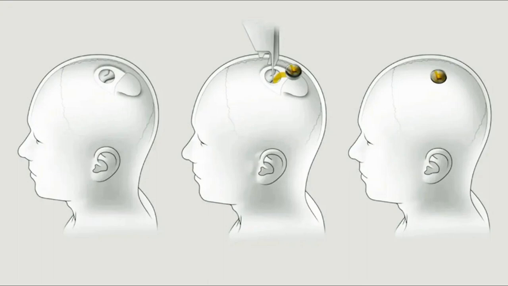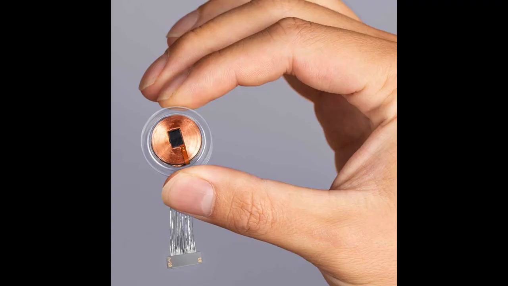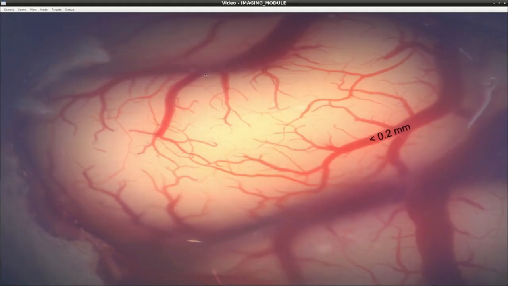During the surgery, a small incision is made in the scalp and a burr hole is drilled in the skull. The chip is then inserted through the hole and placed in the motor cortex. The incision is then closed and the patient is allowed to recover.